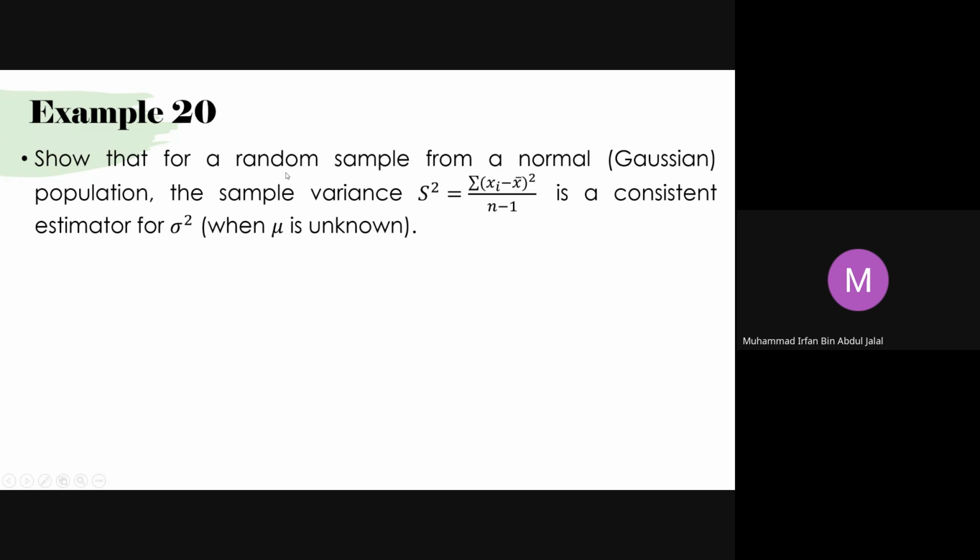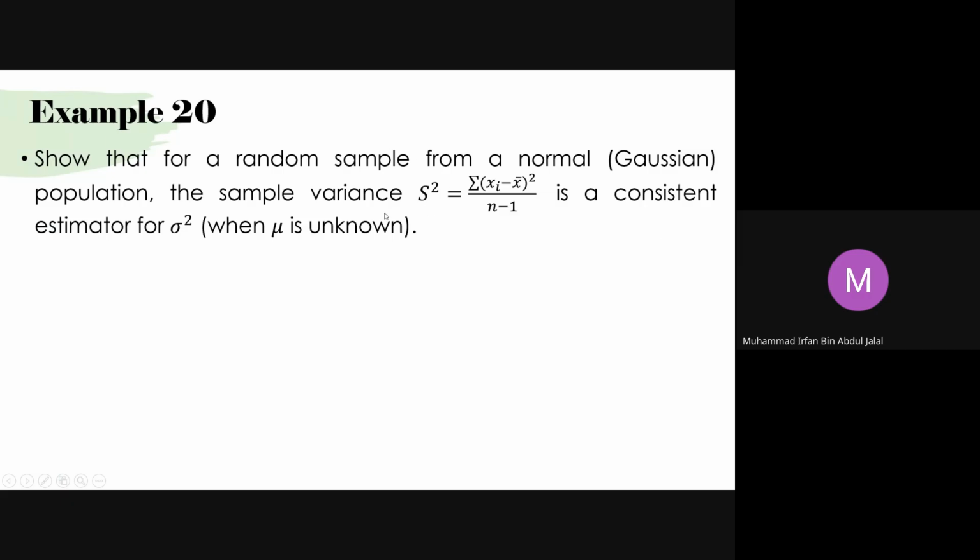Tapi the sample variance without Bessel correction tu, kita remove 1 here. So this is an example where the estimator for the population variance tu is a biased estimator. Tapi as the sample size n grows larger and larger, for sure dia akan makin dekat dengan the true population variance.